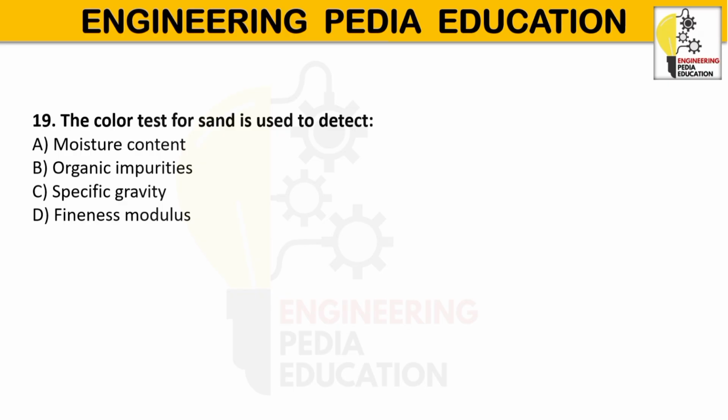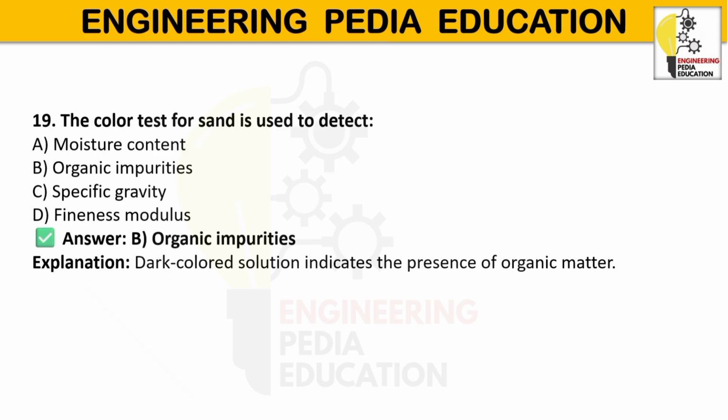Color test for sand is used to detect moisture content, organic impurities, specific gravity, fineness modulus. So the correct answer is organic impurities. From IS code 2386 part 2: a dark colored solution indicates the presence of organic matter, and a light yellow or colorless solution means the sand is acceptable.